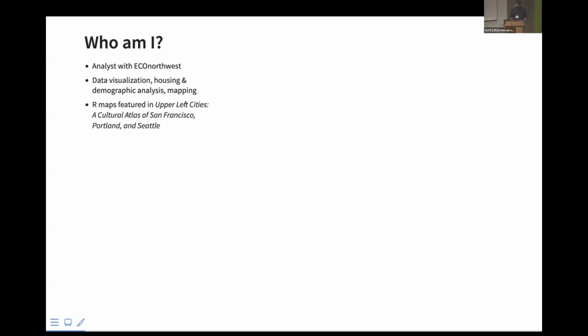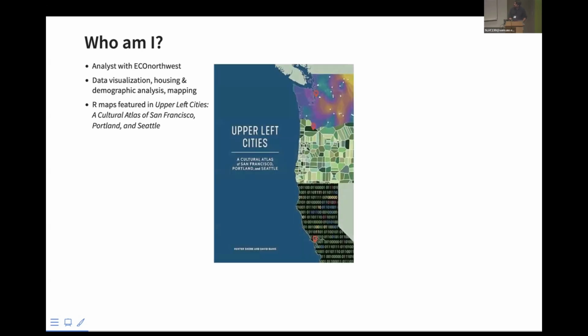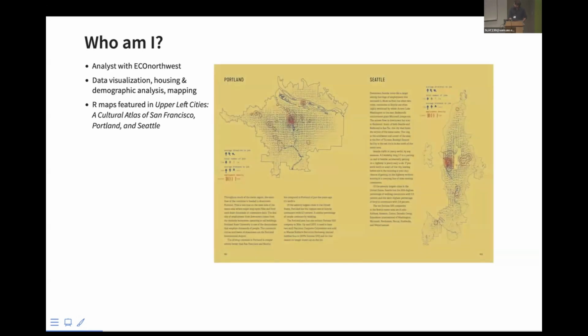And I'm happy to say that some of my earliest R work was featured in a book that was published a couple of years ago called Upper Left Cities, a Cultural Atlas of San Francisco, Portland, and Seattle by David Banis and Hunter Shobi. This featured some of my first work, and you're not allowed to judge it too harshly because I did these when I was on year 2 of knowing R. This is showing an abstraction of commute data from LODES, the US Census data set.